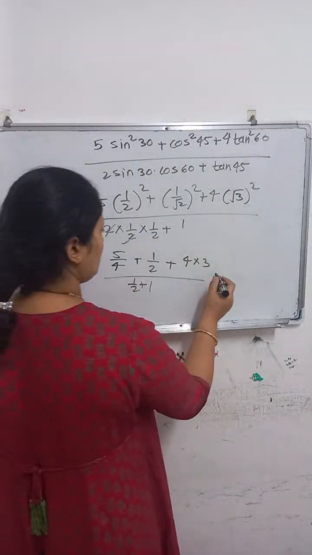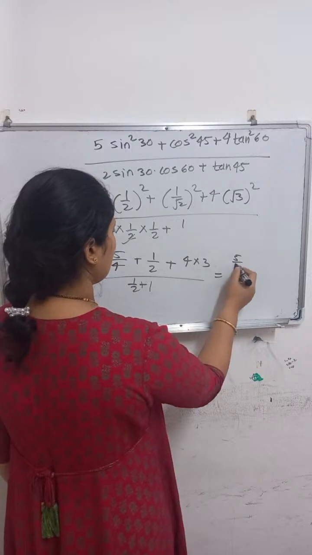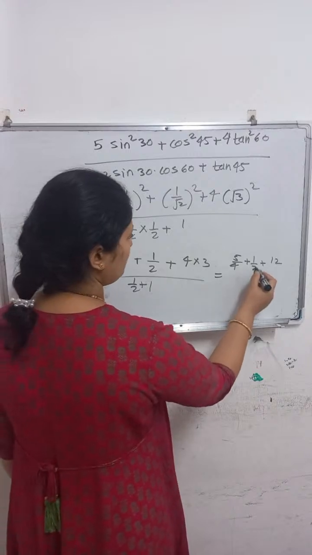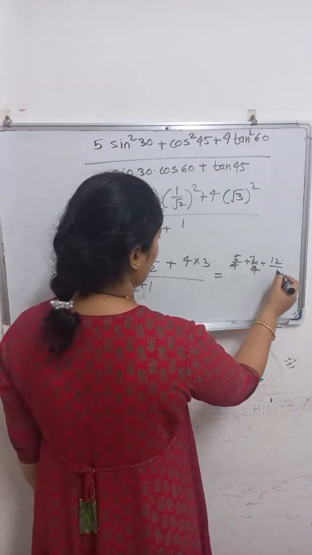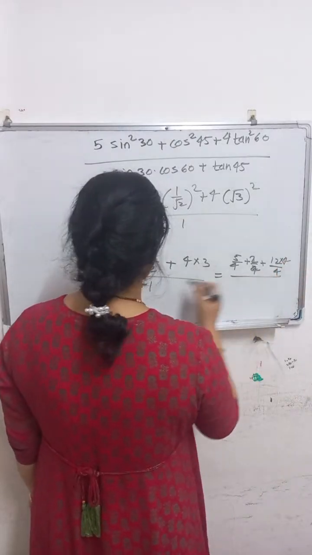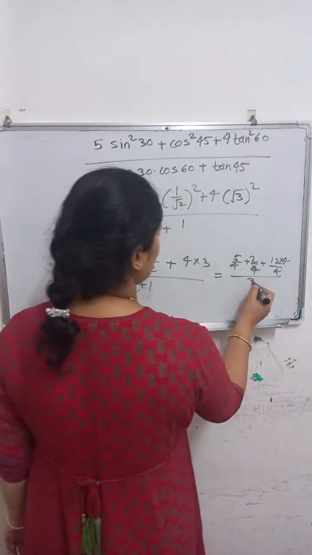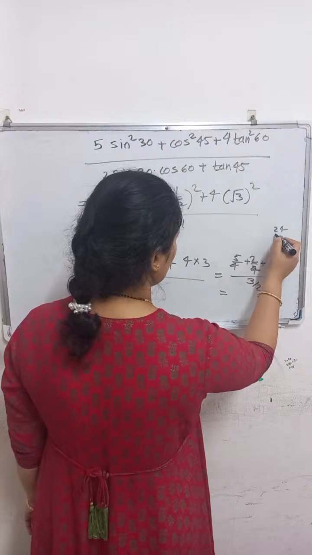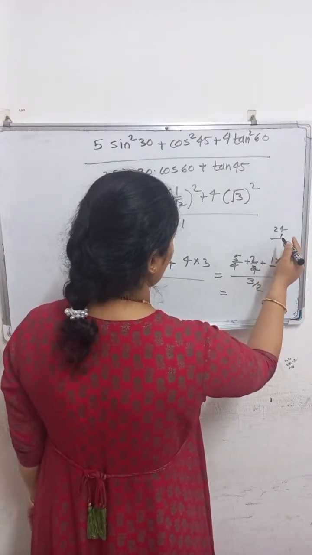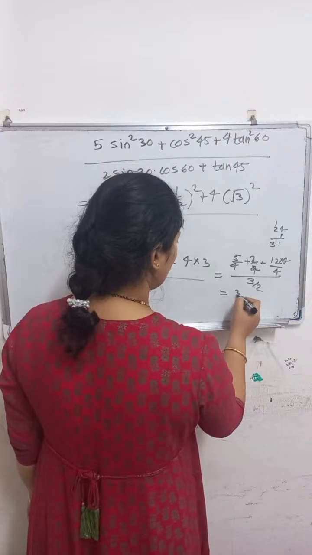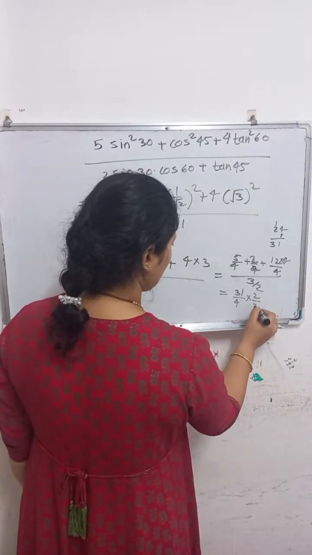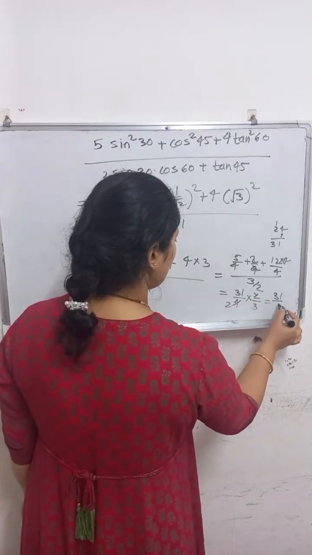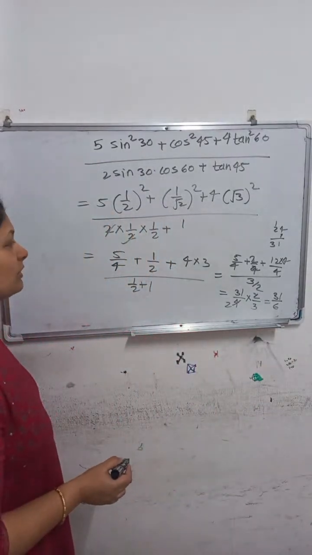Okay, so now this part you can simplify. 5 by 4 plus 1 by 2 plus 12. So take the LCM here. Here 4, 2 divided by, again 4 into this 4 divided by 1 by 2 plus 1 is nothing but 3 by 2. 24 plus 4 is 24 plus 7. Okay, that is 11. This will become 31 by 4, and if you take the reciprocal of this, 2 ones are 2, 2 twos are 4. So 31 by 6. I am getting the answer over here.